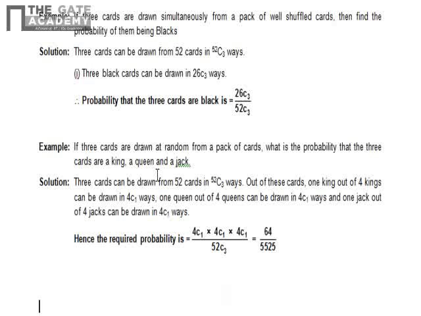If 3 cards are drawn at random from a pack of cards, what is the probability that they are a king, a queen and a jack? You know that there are 4 kings, 4 queens and 4 jacks, and they are combined with an AND operation. A king and a queen and a jack, because there are a total of 3 cards. So the required probability will be 4C1 into 4C1 into 4C1 upon 52C3.